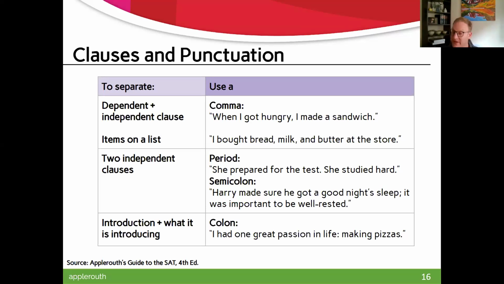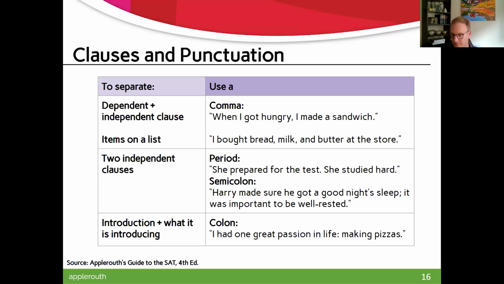So you have to have a full independent clause before. I had one great passion in life. Drum roll, please. What was it? Then the colon introduces it. Do not associate colons with lists because they'll trick you with that. Just remember the rule is got to have a full sentence before, and it's got to be a drum roll introduction.